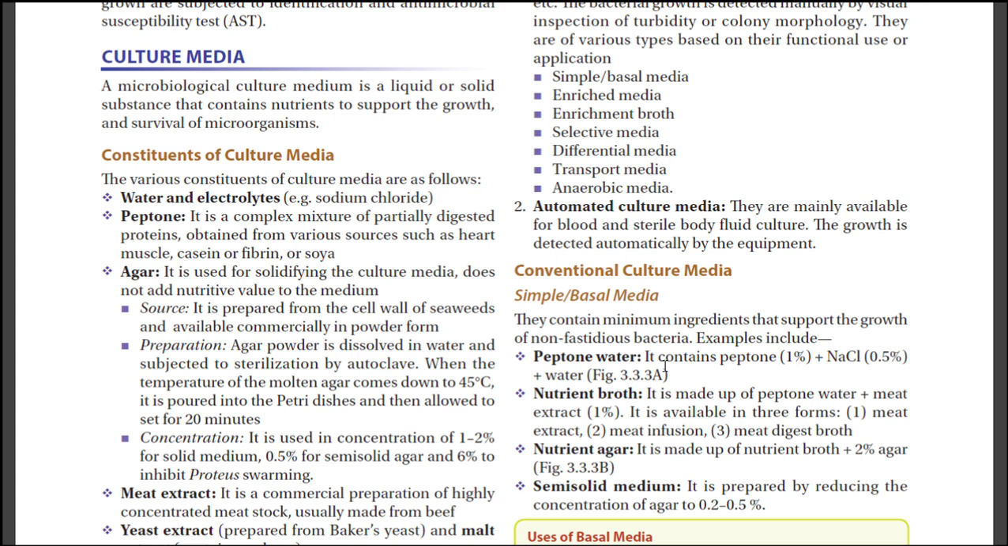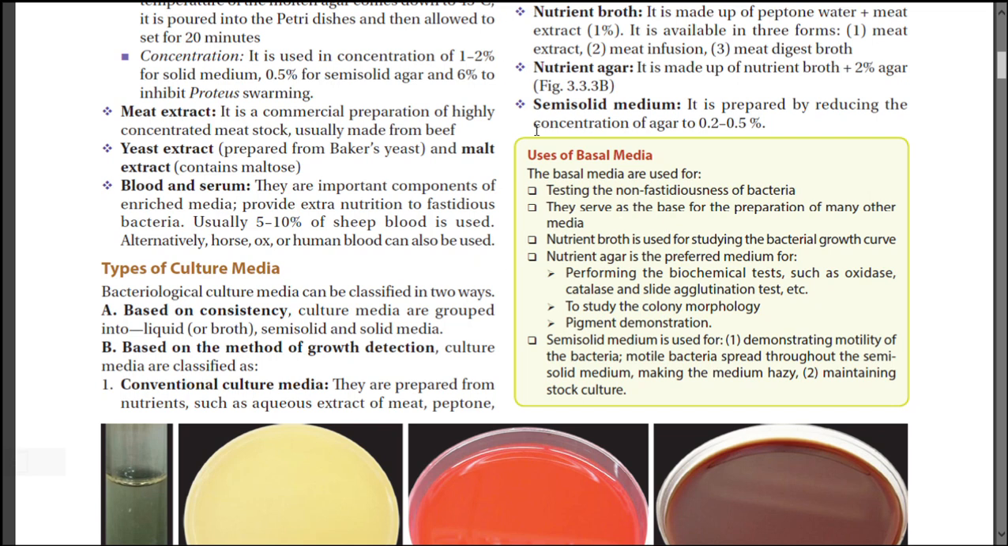So the bacteria which can grow without any nutritional supplements are called non-fastidious bacteria. So what are the ingredients present? Peptone water, nutrient broth, nutrient agar, semi-solid medium. Okay, these are all present.